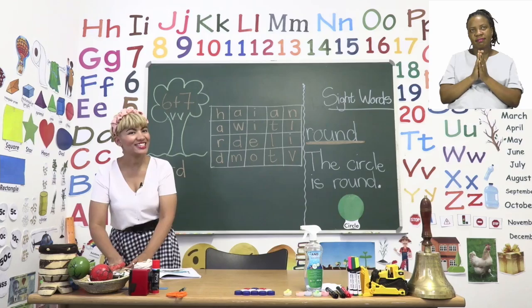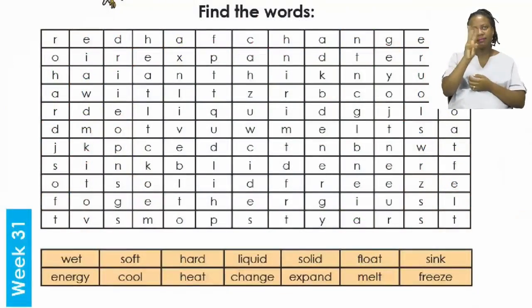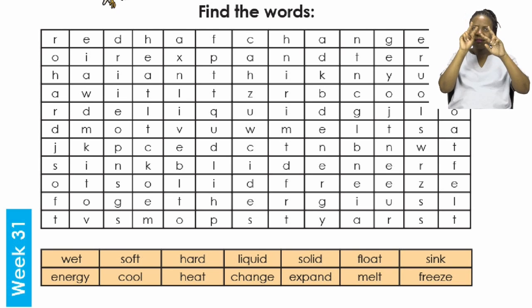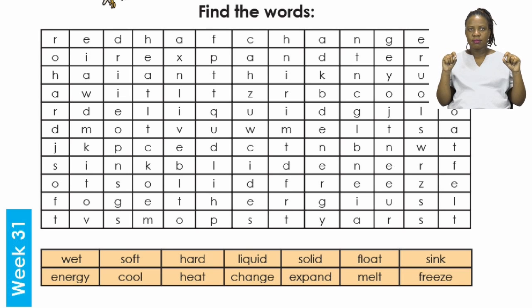Let's start this part of the lesson on page 6. Here we are doing some vocabulary and we have to find the words in the crossword. Just below the crossword, in that little table, we have all the words that we have to find in the crossword. Let's quickly have a look at all the words. The words are wet, soft, hard, liquid, solid, float, sink, energy, cool, heat, change, expand, melt, and freeze.